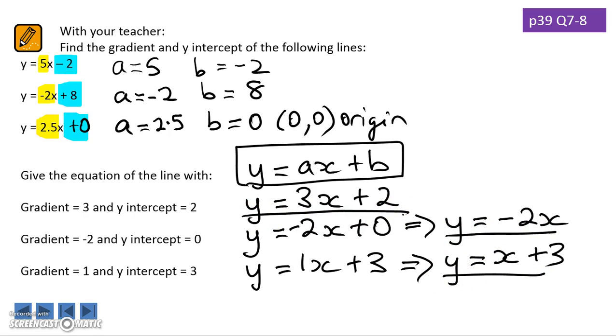So there are all our equations for lines. So I'd like you to have a go on page 39 this time. Question 7 is just identifying the gradient and the y-intercept like these first examples. And then question 8 is like writing the equation of the line given the gradient and the y-intercept. Okay, have a go at those.